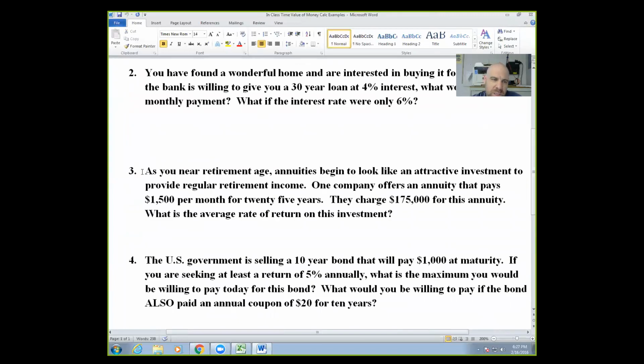So number 3 here is, as you near retirement age, annuities begin to look like an attractive investment. So in an annuity, you just give them a large amount of money and they just give you money off that. Is that what an annuity is? Yeah, let me talk about that in just a second.